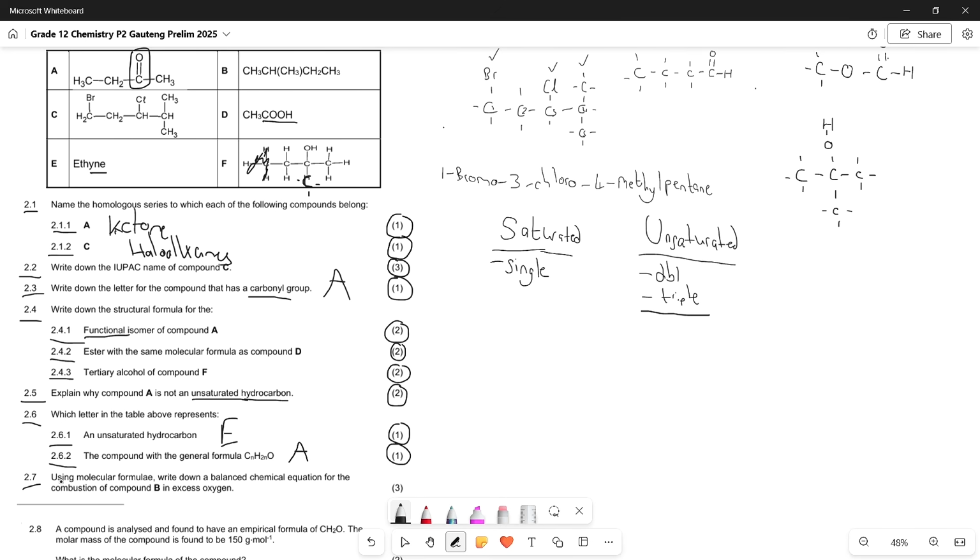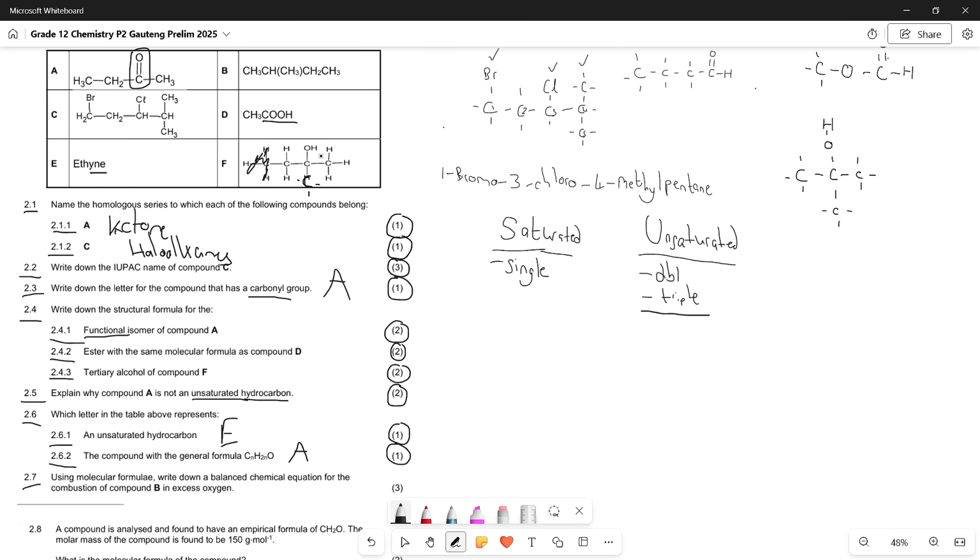And then 2.7 says, using molecular formula, write down a balanced chemical equation for the combustion of compound B over here, in excess oxygen. So this is a very common question. They like the combustion reaction in the presence of oxygen. And it's quite a nice one for us, especially if we do life sciences, because it's just like breathing for humans. So first off, molecular formula, we can't just write it like this because this is a condensed structural formula.